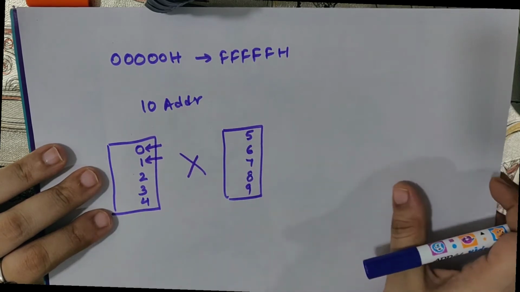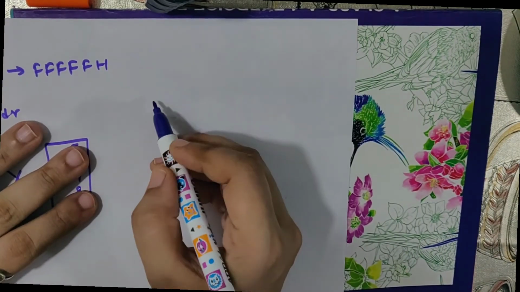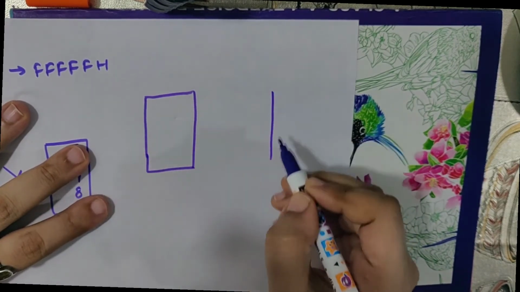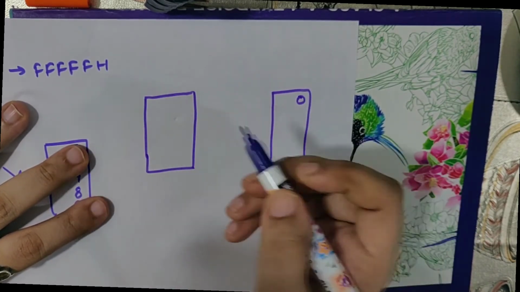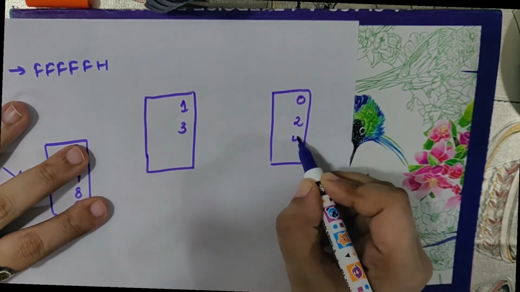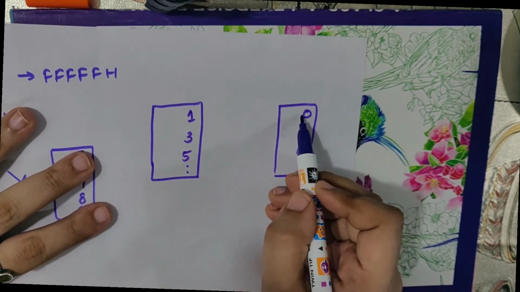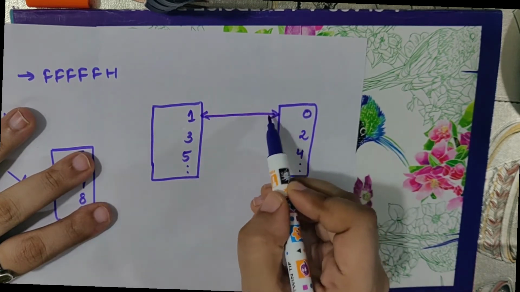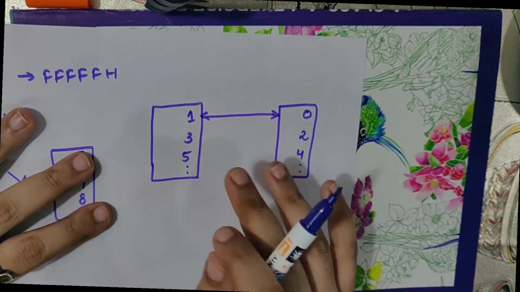Then what arrangement should be done? Let's say this is my first chip and this is the second chip. If we put addresses this way, location 0 here, location 1 here, location 2 here, location 3 here, location 4 here, location 5 here, and so on, then if I want to access location 1 and location 0 together, I can access one location from each chip. How to access them, that also we will see.